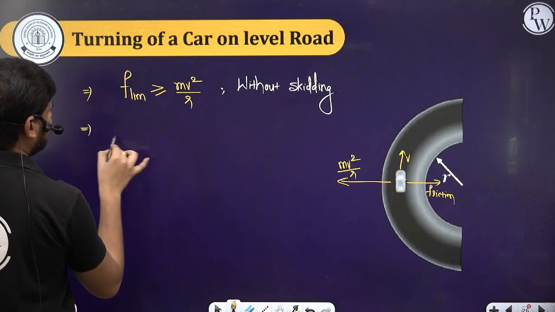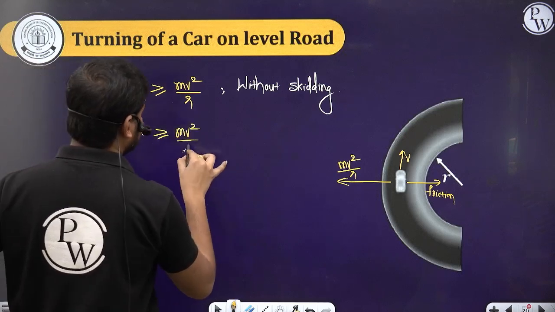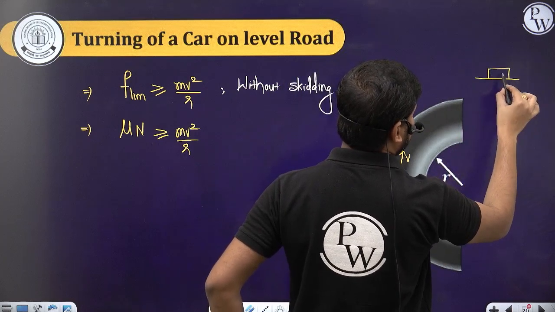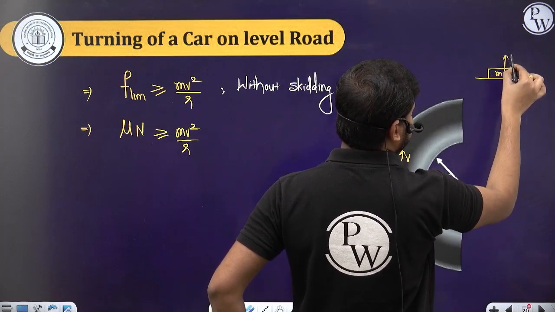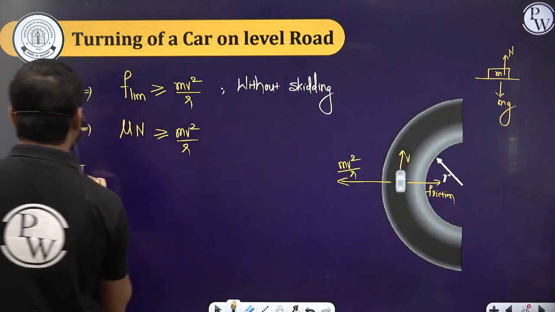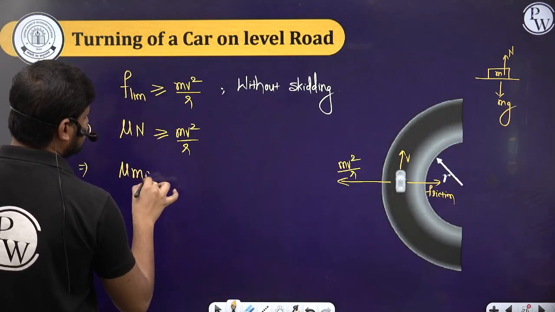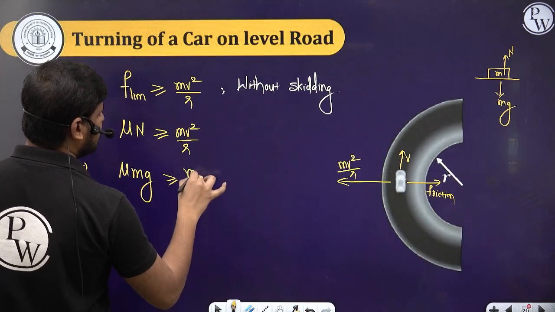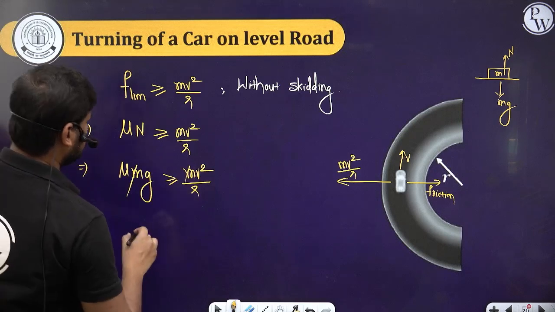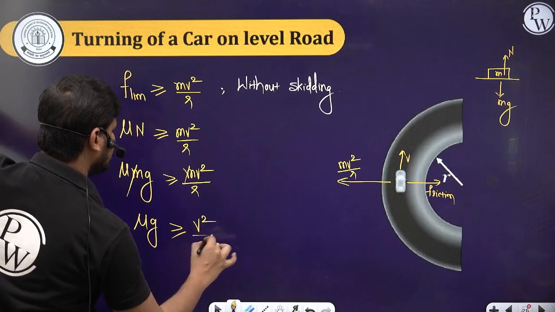So what is the F limiting formula? mu N must be greater than or equal to mv square by r. So what is N here? If you take the car, which is of mass m, the normal acts upside and then mg will act downside. So in place of normal, you can write mg must be greater than or equal to mv square by r. Here the m cancels. So mu g must be greater than or equal to v square by r, right?